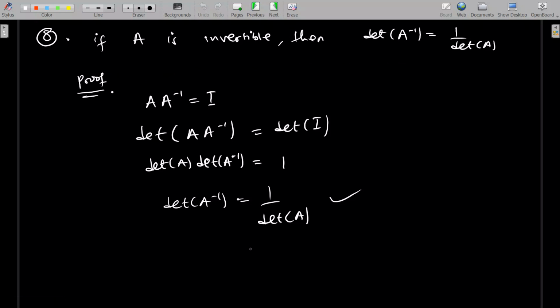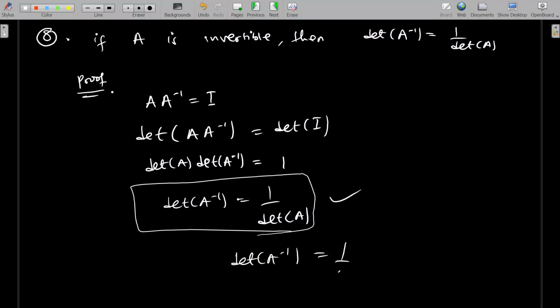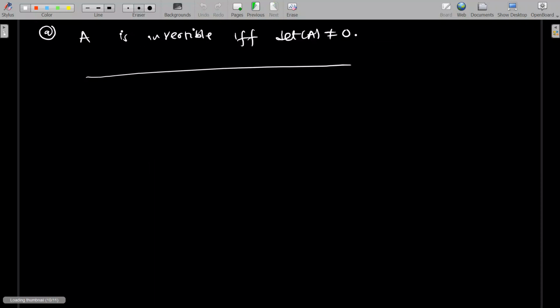So this is a statement resulting from this part: A is invertible if and only if the determinant is not 0, because if the determinant is 0, then we cannot have a determinant for A inverse. If A is invertible, we can have A inverse. And if the determinant of A is 0, then the determinant of A inverse is 1 over 0, which does not exist. So this wouldn't work if A is not invertible. So what this whole thing is saying is that A is invertible if and only if the determinant of A is not 0.